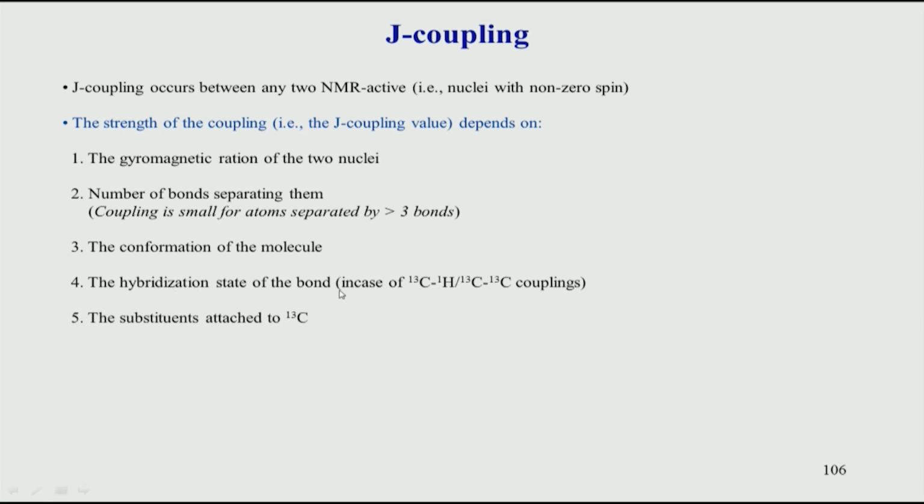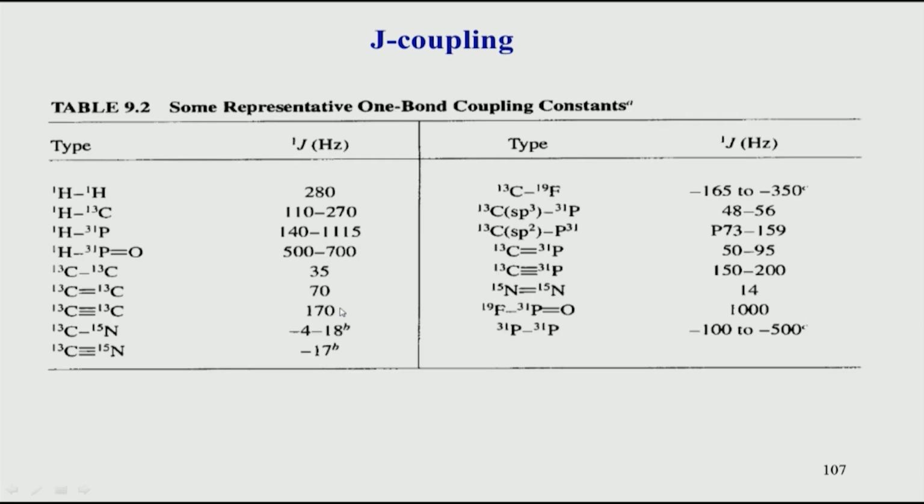It depends on the hybridization state. So, sp2, sp, sp3, in terms of carbon. We are looking at carbon proton coupling, there it will matter, depending on the hybridization state of the carbon. Similarly, it also depends on the substituents attached to carbon. So, these are some of the basic points. As we go further into heteronuclear NMR, we will encounter this more. Right now, we are focusing only on proton-proton coupling.